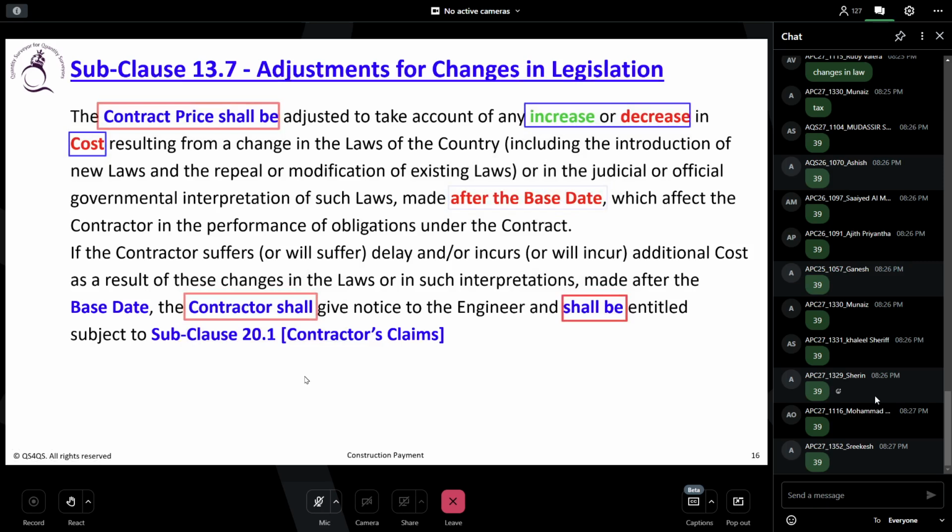So this subclause you already know, and I ask you this question: what is the base date? So you people know what the base date is. Okay, so you must know by heart.